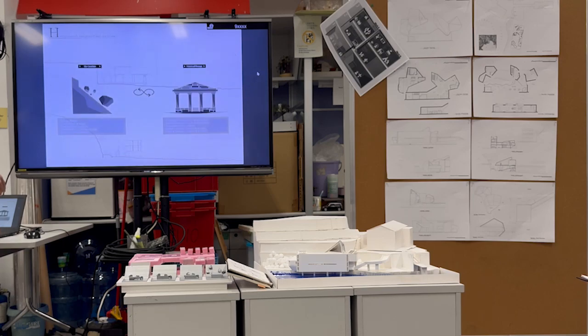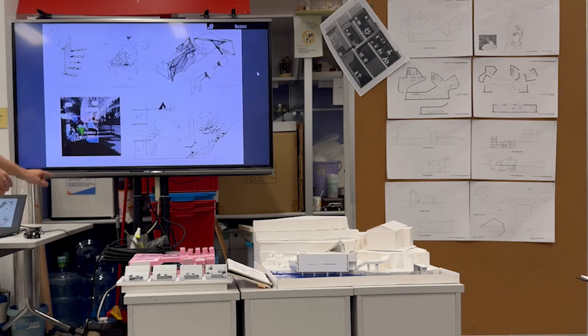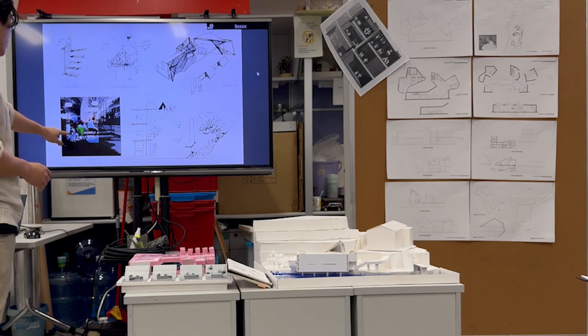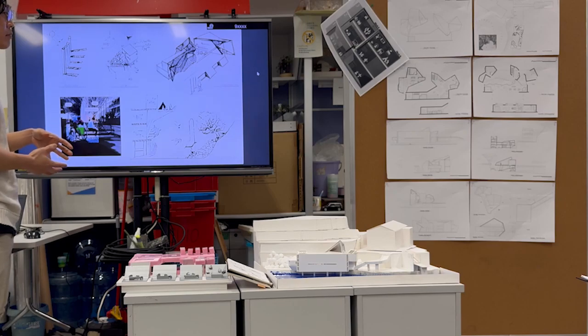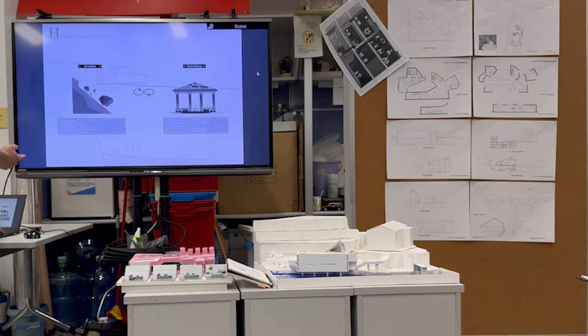And another problem is I discovered a lot of elders do not have sufficient seats. They do not have sufficient venues for sitting together that enable them to form a community. So this point will be addressed in my design.